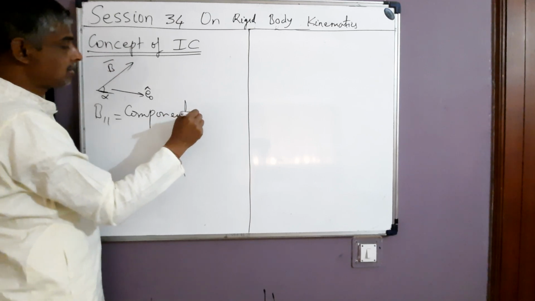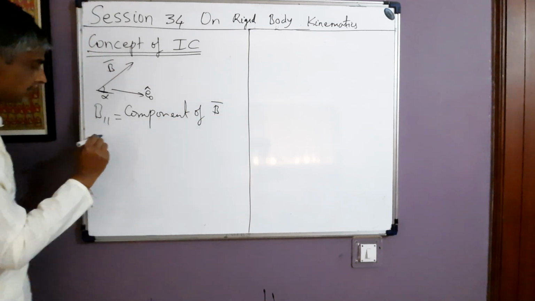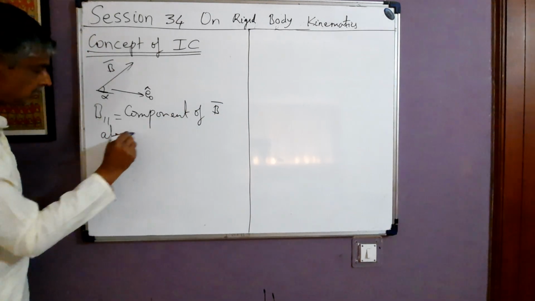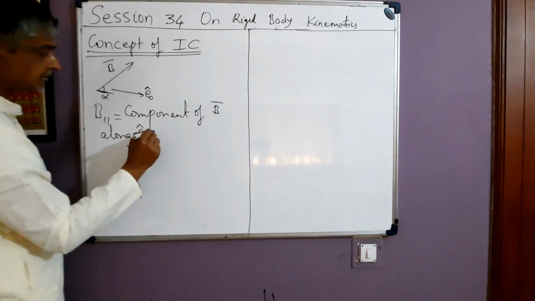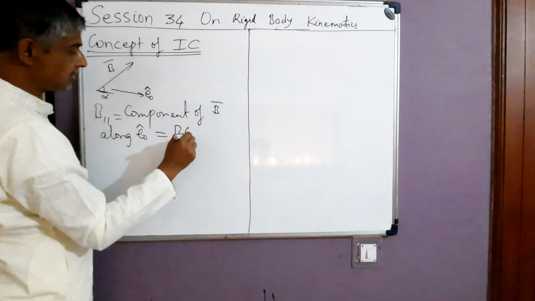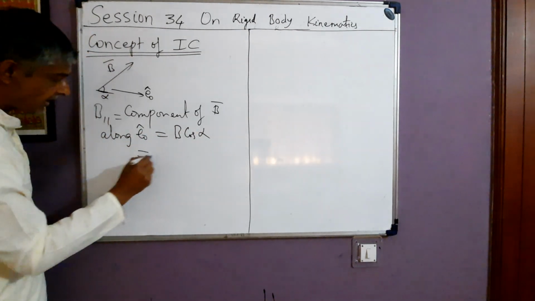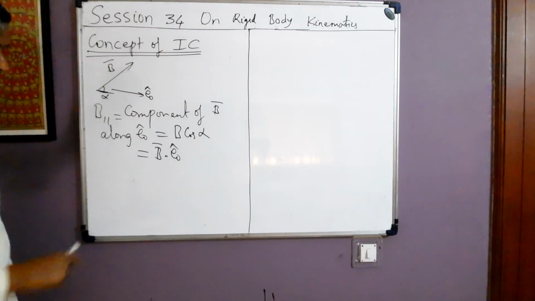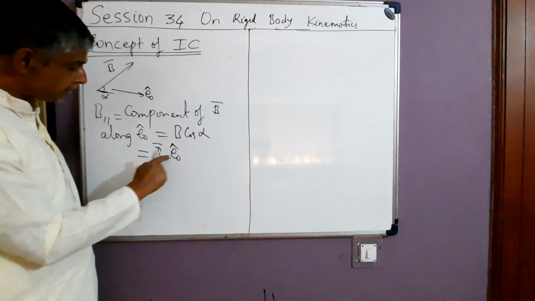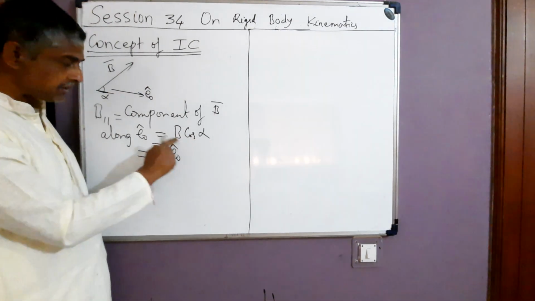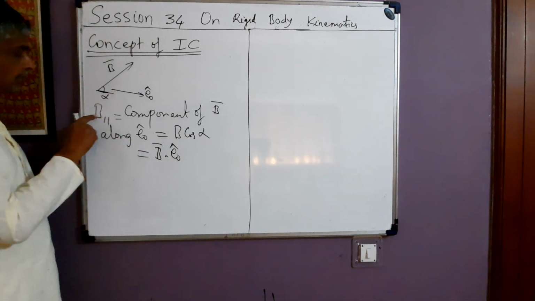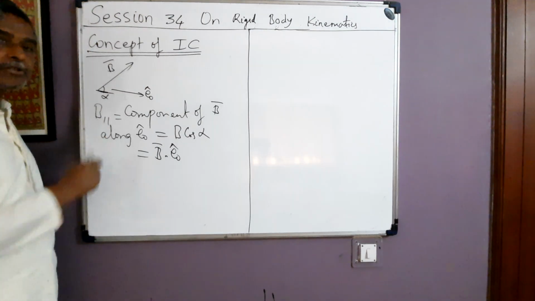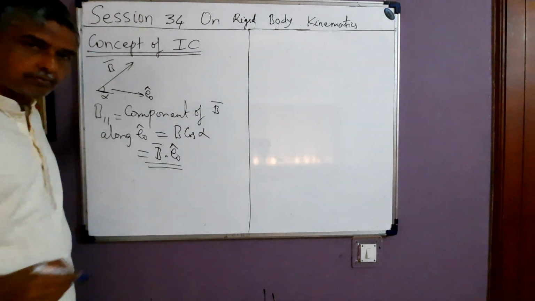component of B along E naught hat is simply B cos alpha, and that can be expressed as a dot product B dot E naught hat. By the definition of dot product, B dot E naught hat becomes B into 1 into cos alpha, that is B cos alpha, which is denoted with B parallel, say. So this is one thing which I made very clear.